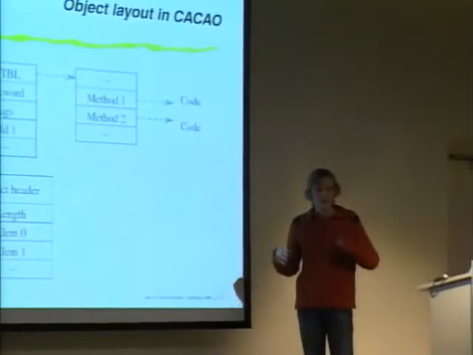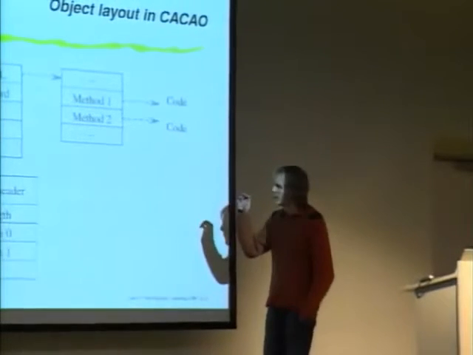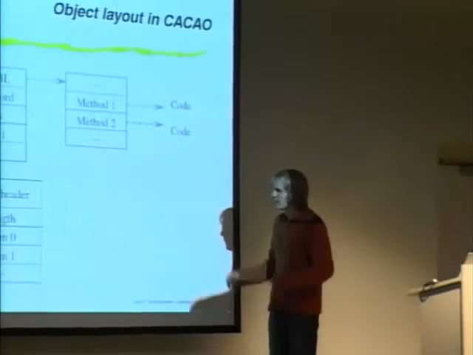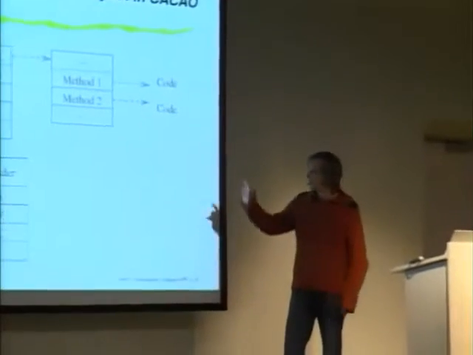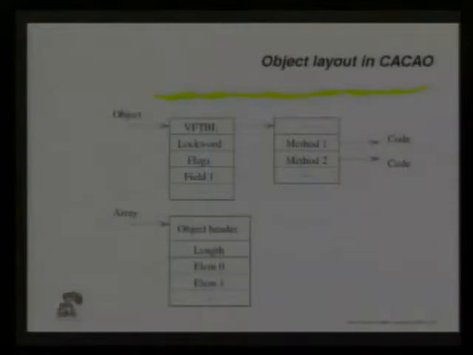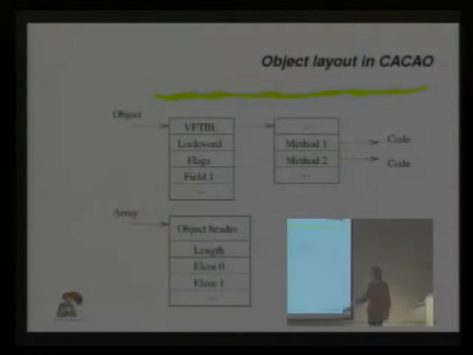Java arrays are Java objects too, so they contain an object header. Then this object header is followed by the number of elements in the array. This is collectively called an array header, and the array header is followed by the array elements.